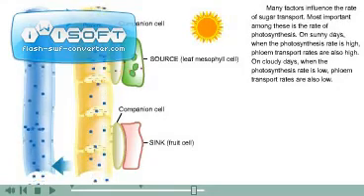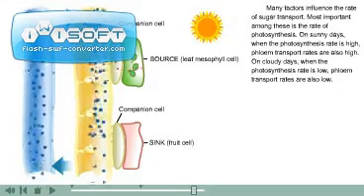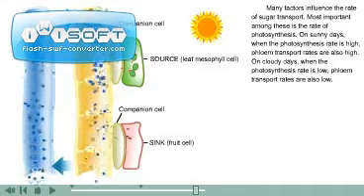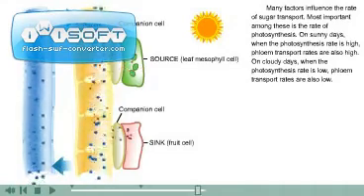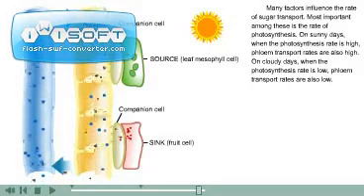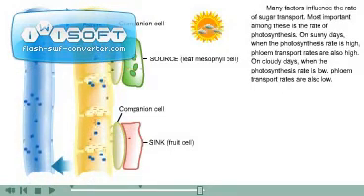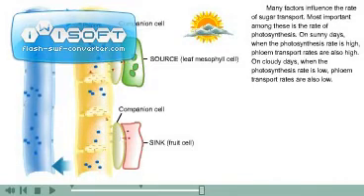Many factors influence the rate of sugar transport. Most important among these is the rate of photosynthesis. On sunny days, when the photosynthesis rate is high, phloem transport rates are also high. On cloudy days, when the photosynthesis rate is low, phloem transport rates are also low.